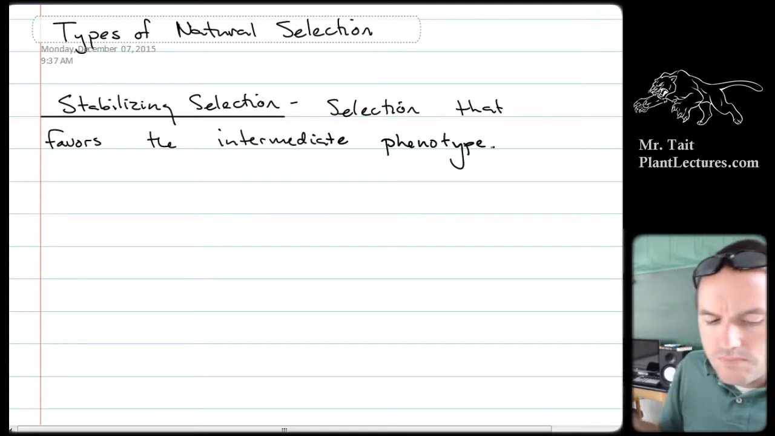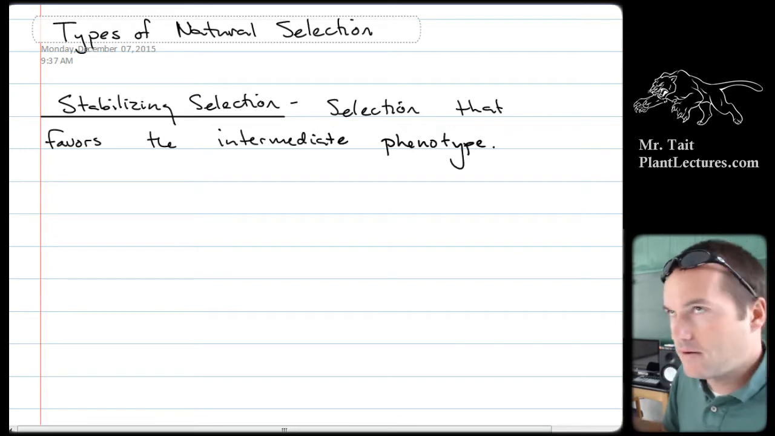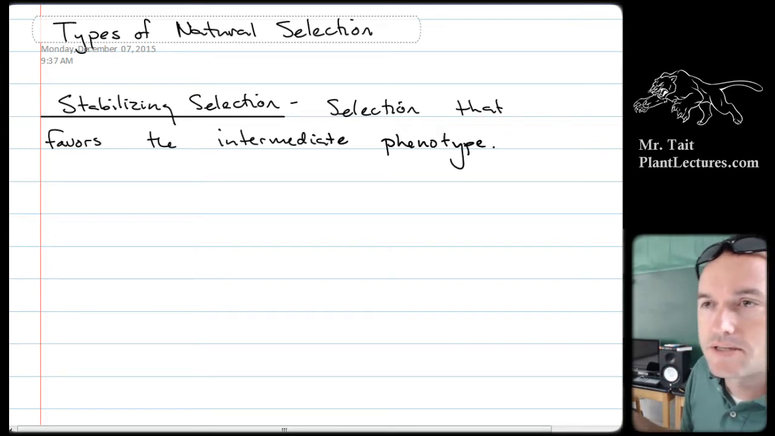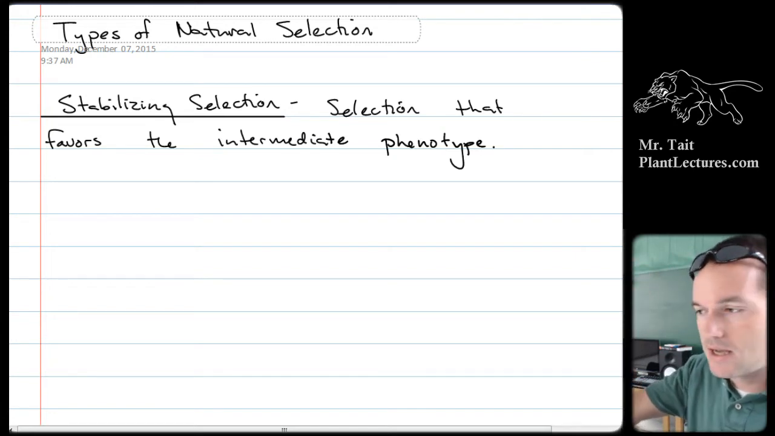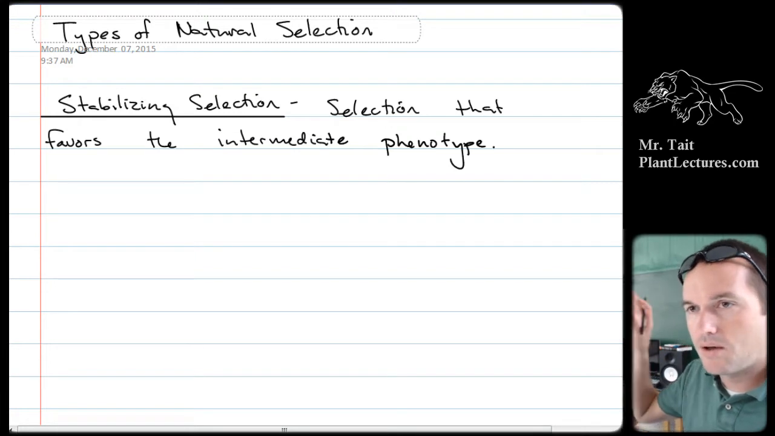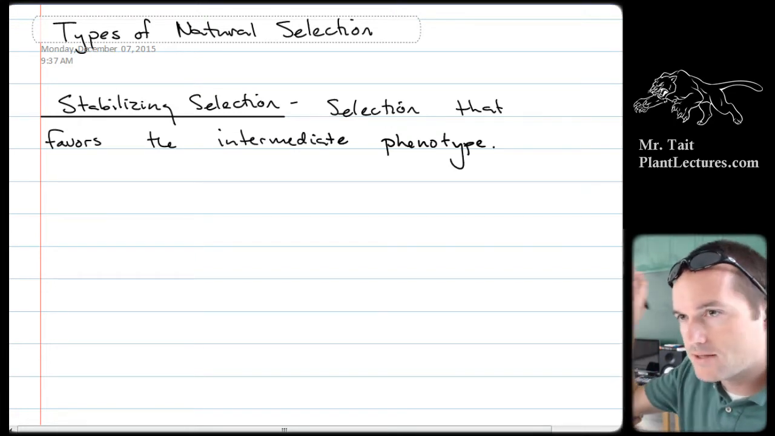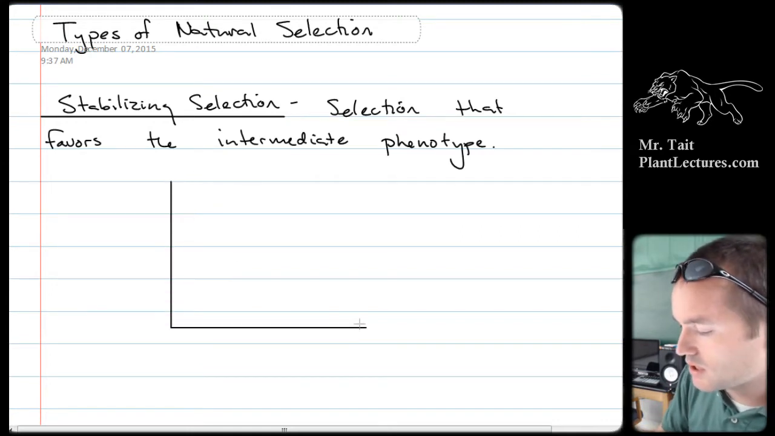All right. So an example of this, and this is definitely the most common type of selection, one that's going to favor some intermediate, and it's going to say, okay, this intermediate is good, almost ubiquitously, and so most of the population will have something around the middle, right? And generation after generation, you tend to see this.